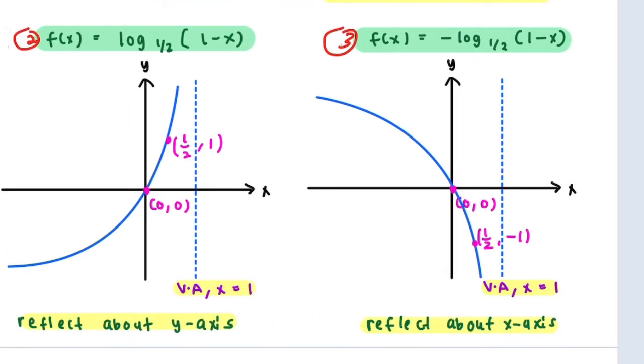Now let's go to the third transformation, reflect about the x-axis. For reflection about the x-axis, the vertical asymptote wouldn't change. This is still x equals 1, but only the graph will change. Since the x-axis is the mirror, this upper part here will reflect down here, and this lower part will go up. So this is your new graph. Let's fill in the coordinates. 0, 0 wouldn't change. Half, 1 will go down to half, minus 1.